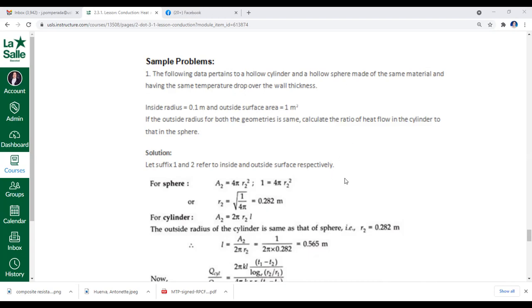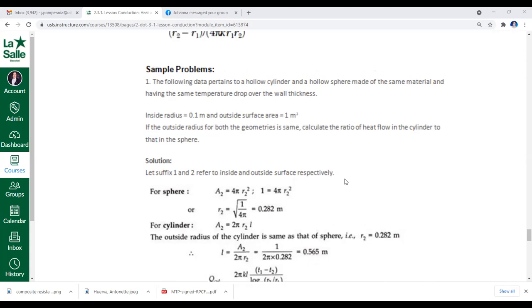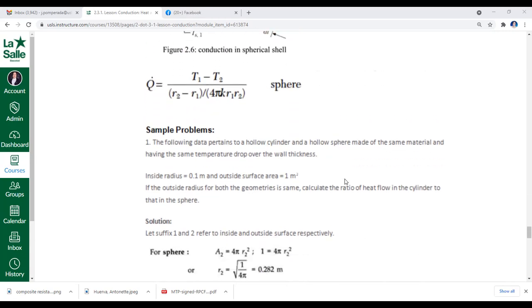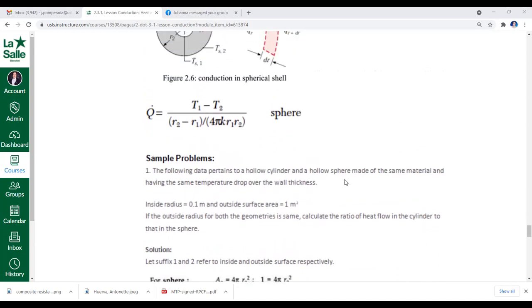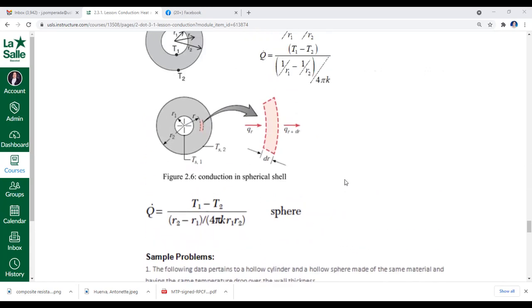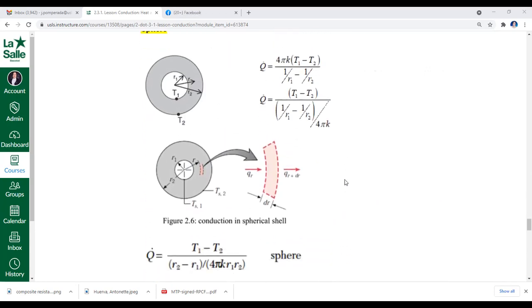Did I answer your question? Yes, Miss. But for a cylinder, Miss, there is a log mean area. For a sphere, Miss, there is also a different formula for area. For the area of the sphere, you mean you're going to determine the specific areas for the sphere, in which you have a composite made of several materials in layers. Is that what you're asking?